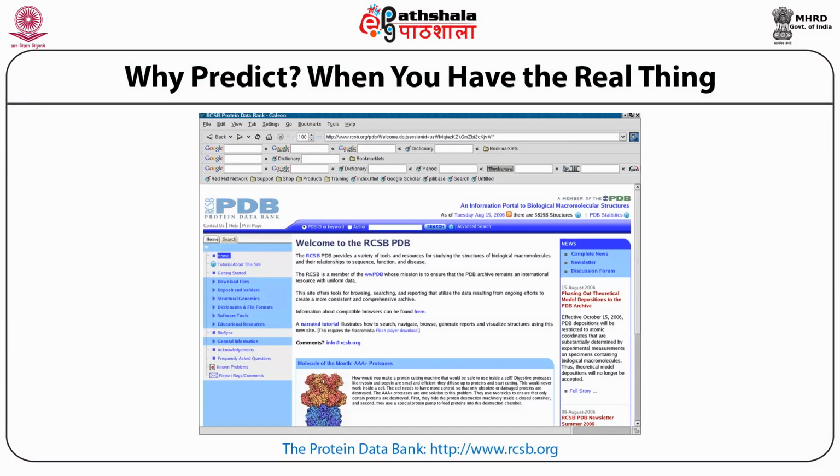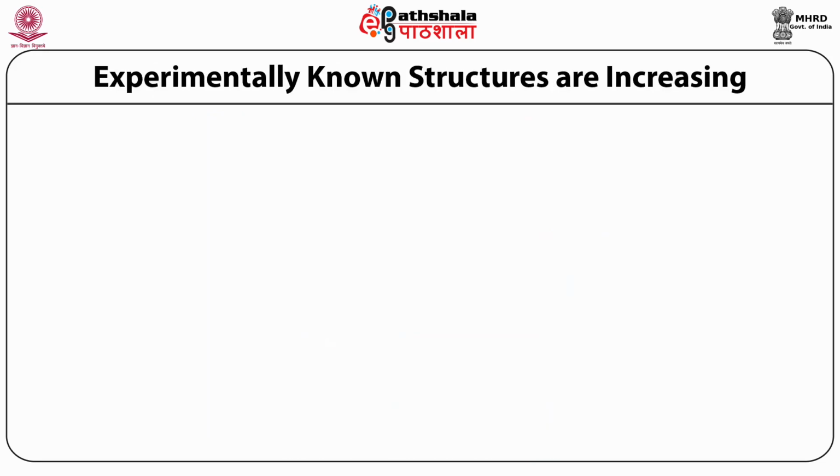So the next thing is, why do we have to predict? After all, it's quite possible to determine the structure of a protein experimentally. Common techniques used are X-ray crystallography, NMR spectroscopy, and nowadays even electron microscopy and electron diffraction. Now, if we can experimentally determine the structure of a particular protein, why do we bother to predict it? The answer to that comes like this.